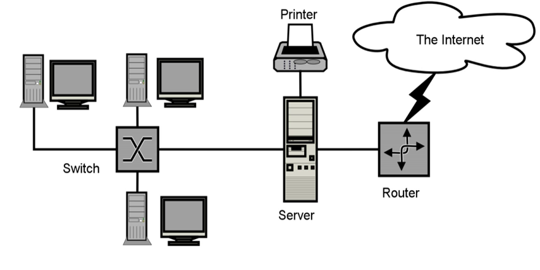For example, in the hypothetical local area network pictured to the right, three personal computers and a server are connected to a switch. The server is further connected to a printer and a gateway router, which is connected via a WAN link to the Internet.